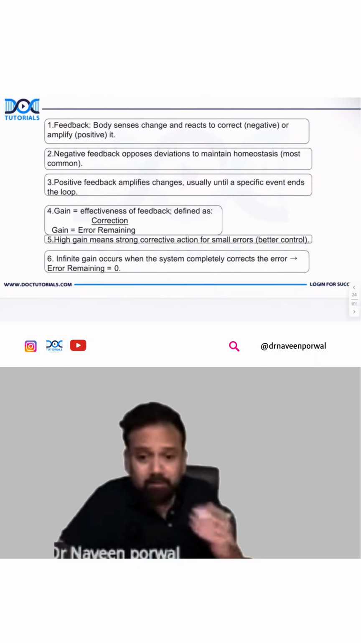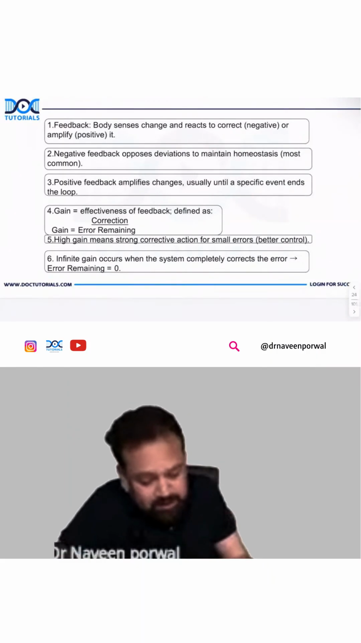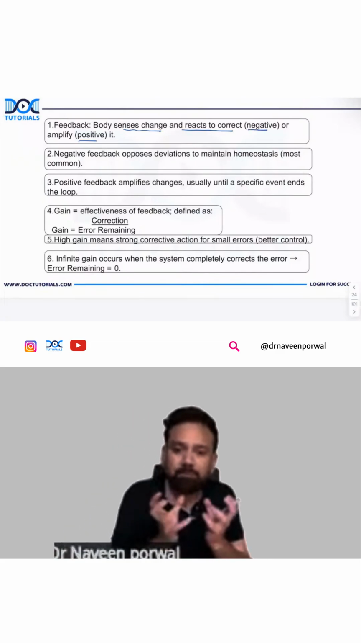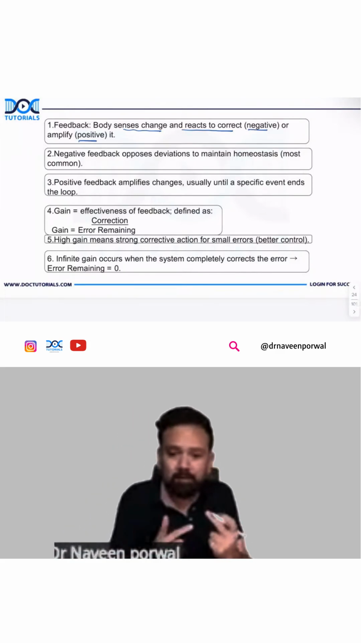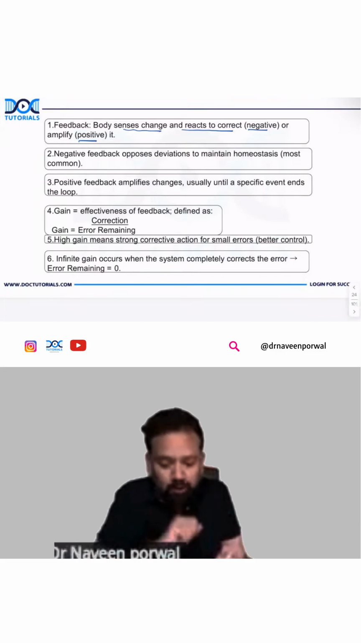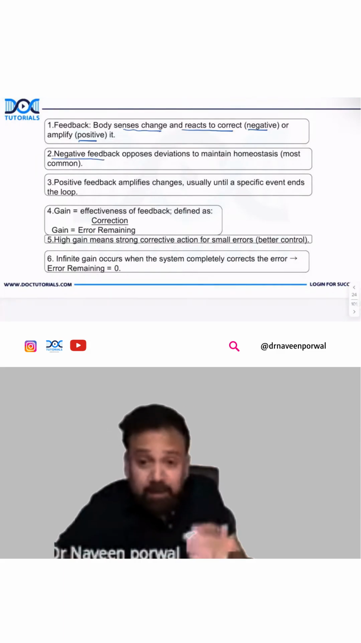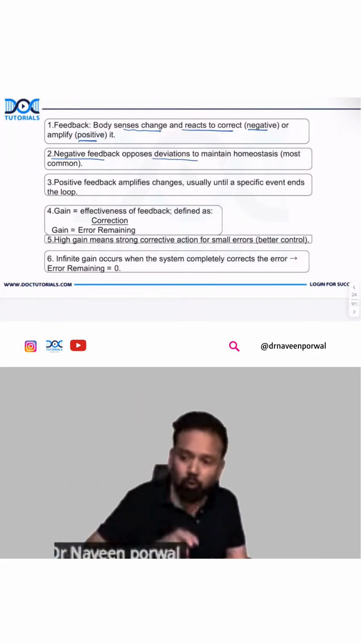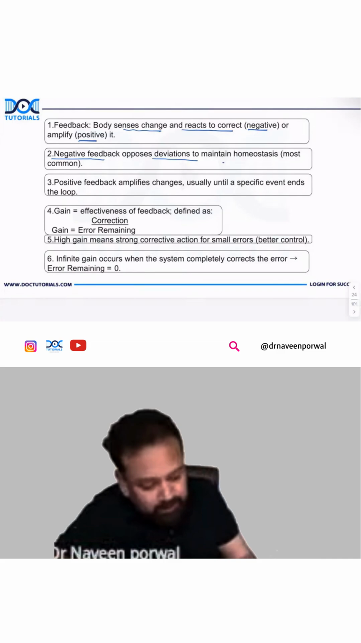So feedback: the body senses the changes and reacts to correct them. It can be negative, it can be positive. When we sense some change and try to correct it, that is the physiological mechanism, and it is called negative feedback. It opposes the deviation. Suppose BP is high, it will make it low. Pulse is high, it will make it low. And that is called negative feedback.